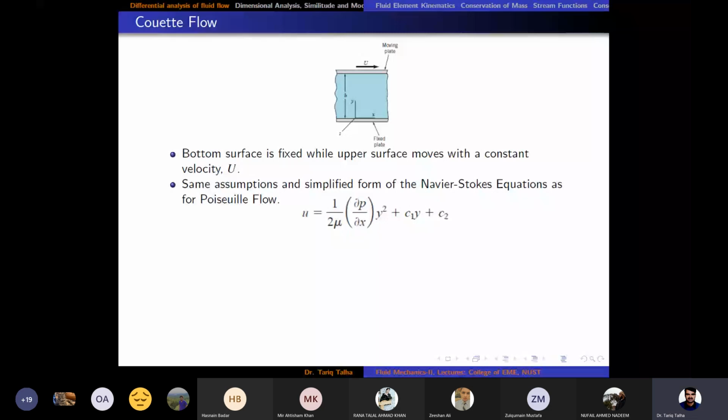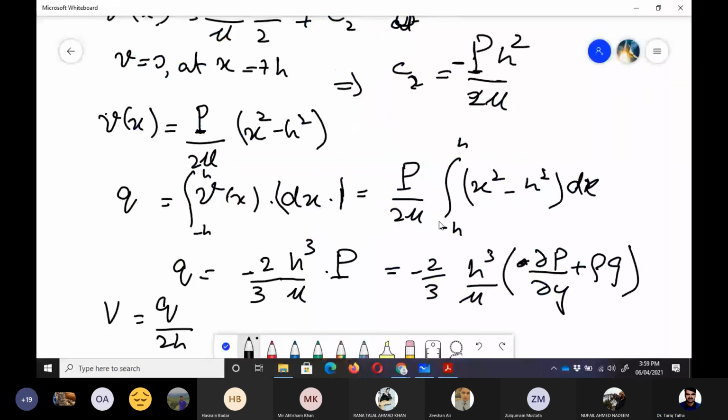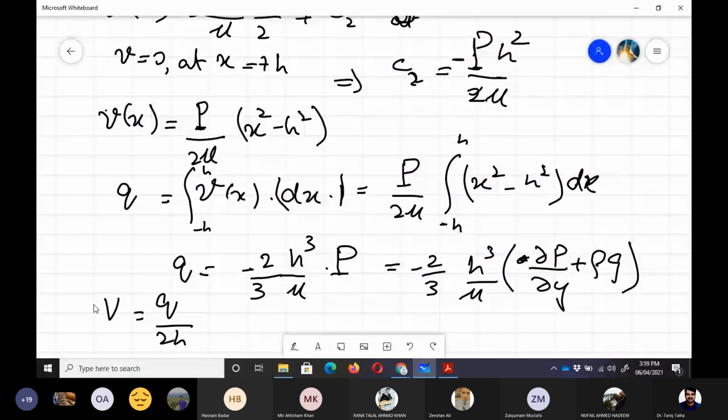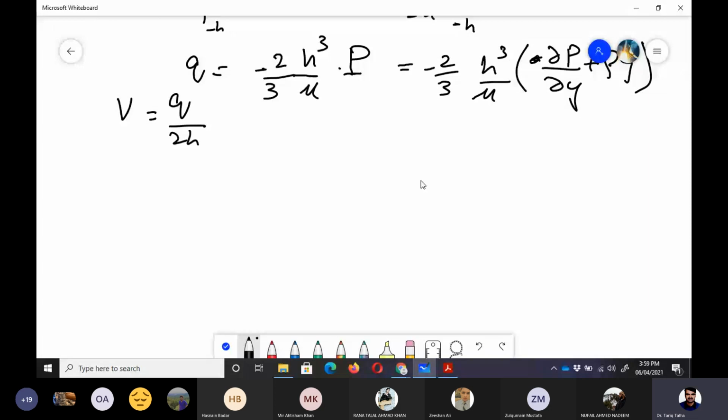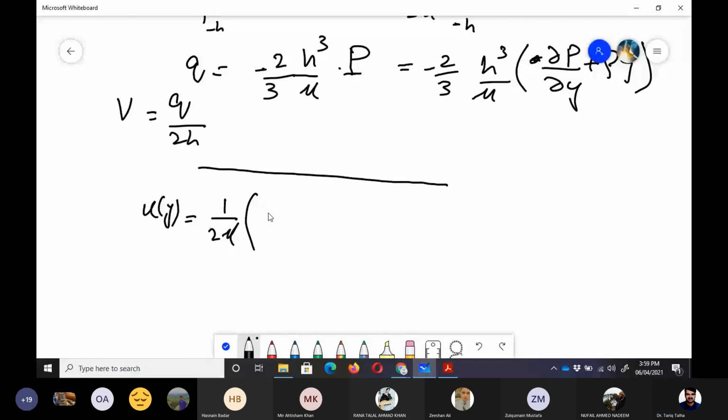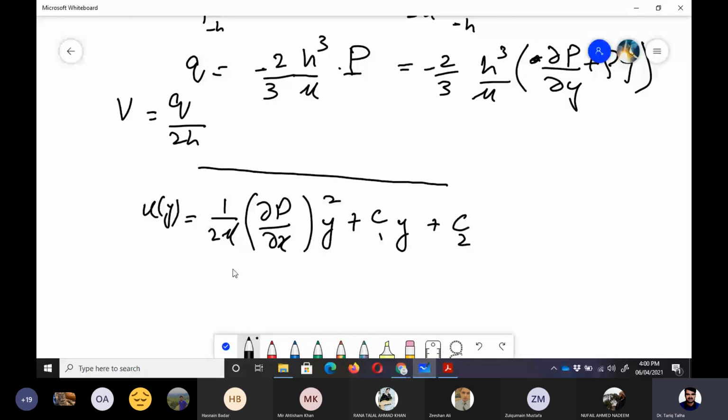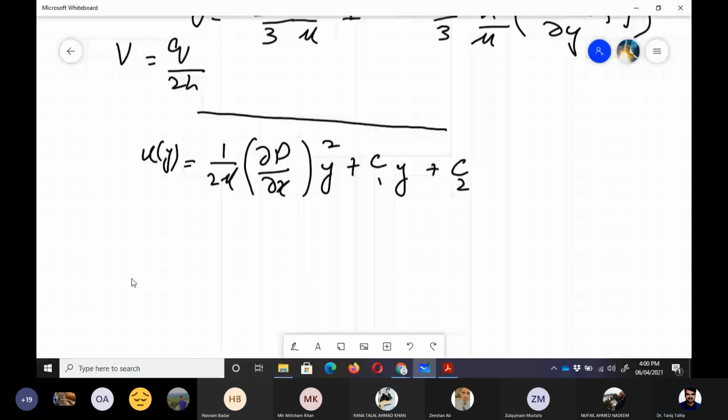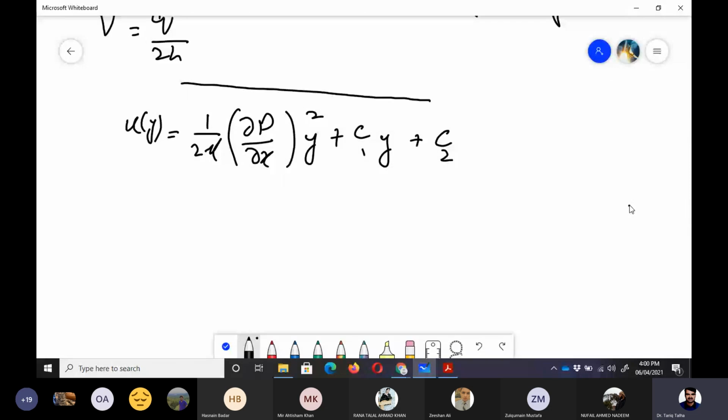Now, if I write this on the whiteboard again: u of y is equal to 1 upon 2 mu into partial p by partial x into y squared plus c1 y plus c2. Right, so this is our general profile. Now we need to apply the boundary conditions to get the values of c1 and c2. So first of all, let me draw the schematic here.